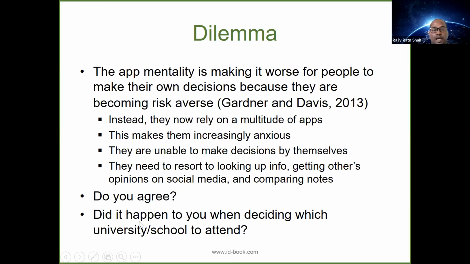So for example, it might happen to you when deciding which university to attend. Before joining IIIT Delhi, you might have compared with other options that you had. You might have done something like that, right? So often this dilemma is there. So again, when you're building any system, you need to consider all those points.